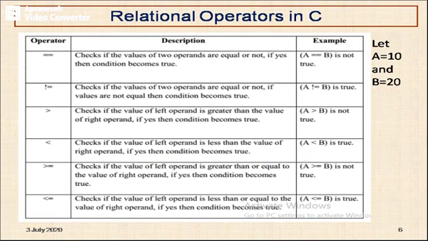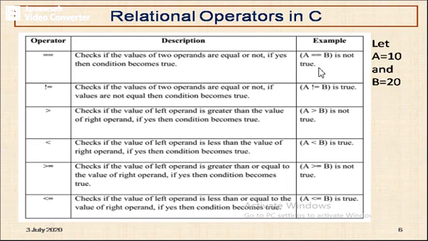Then coming to the relational operators, these operators are used to compare two operands to take decision, right? So double equal to means check for equality, because we know that in C language a single equal to is used for assignment, that we'll see later. Double equal to is used to check for equality, right? Then exclamation followed by equal to is not equal to, then greater than, less than, greater than or equal to, less than or equal to. These are all the relational operators.